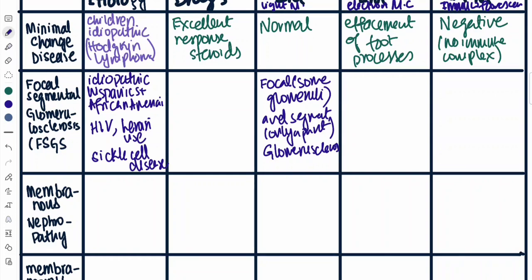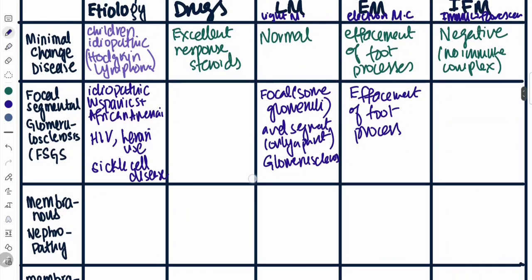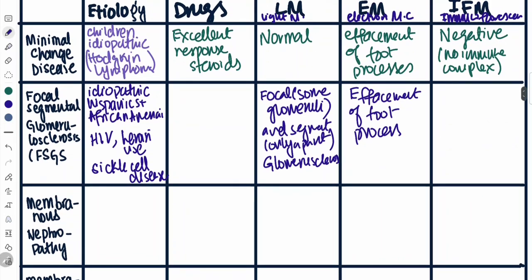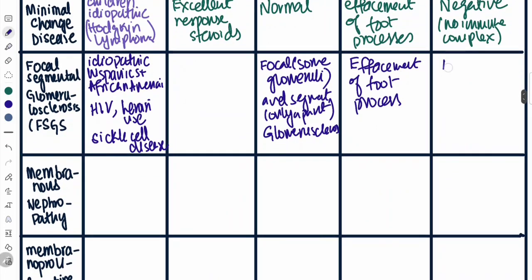Let's see what you're going to find on electron microscope. Simple. You find effacement of foot processes. It is the same, the disease is the same. You find effacement of the foot processes. That is in the EM stain. And in immunofluorescence, what do you find? You're going to find a negative. It will be negative. So you see, with this comparative table, it becomes easier to differentiate.